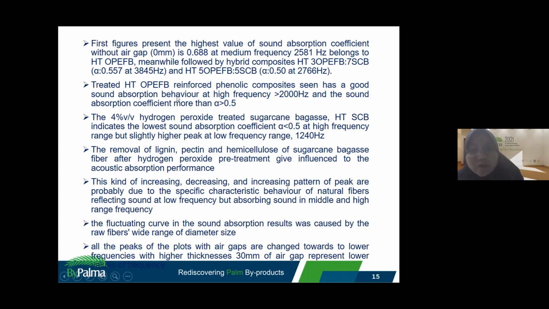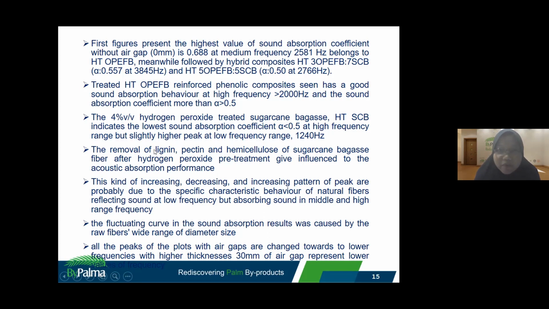We can see the treated HT OPEFB reinforced phenolic composite has good sound absorption behavior at high frequency, more than 2,000 Hz, with a sound absorption coefficient of more than 0.5, which means that for acoustic analysis, the better sound absorption must be more than 0.5. The 4% hydrogen peroxide treated sugarcane bagasse indicates a lower sound absorption coefficient at the high frequency range, but a slightly higher peak at the low frequency range.